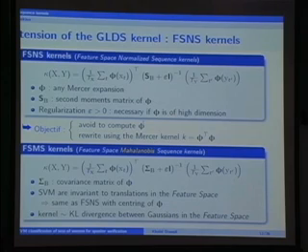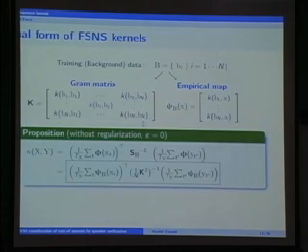Okay, so I was saying that with this we now have a kernel between probability distributions in the feature space. This is one of the major theoretical results.